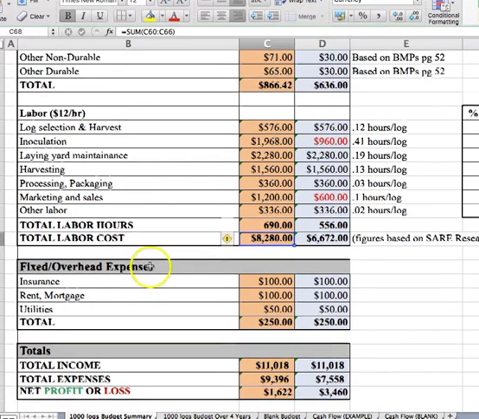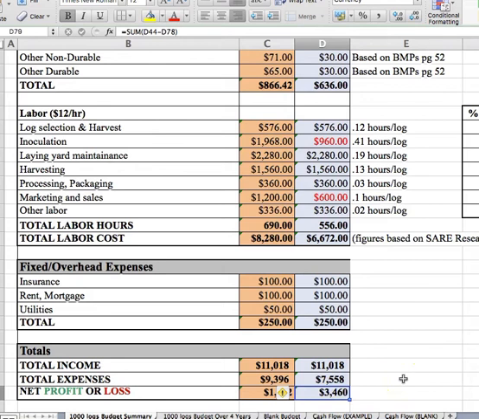All right, so on this left scenario, basically these two columns are almost exactly identical. The big difference is if we get to the bottom here, we have a profit or loss of $1,600 on the left and $3,460 on the right. And the big difference there is just these two numbers in red.